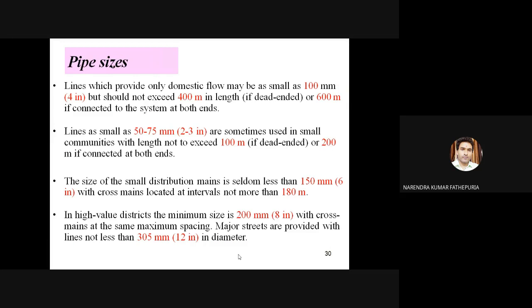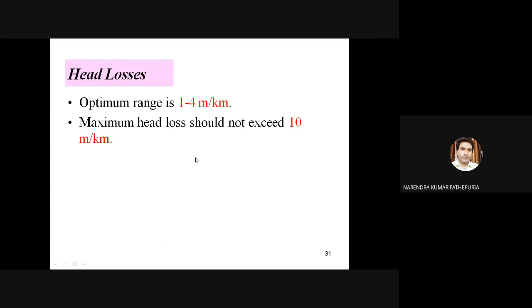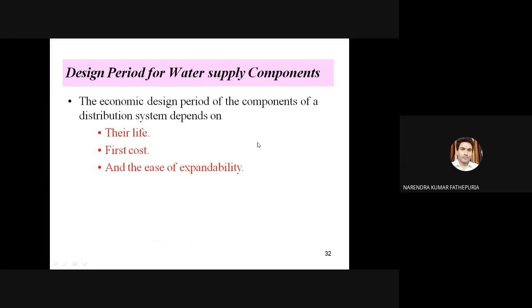Pipe sizes depend on the quantity of flow, the flow rate, and the demand actually. So small-scale and then high-scale values are given for the larger district. Based on the population, the pipe diameter will be decided. It's a hydraulic parameter. Head losses optimum range should be 1 to 4 meter per kilometer. Maximum head loss should not exceed 10 meter per kilometer. Design condition with the standard design.